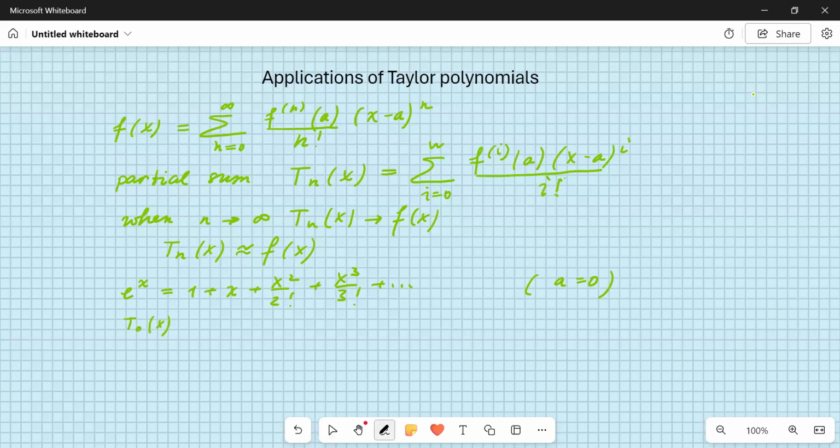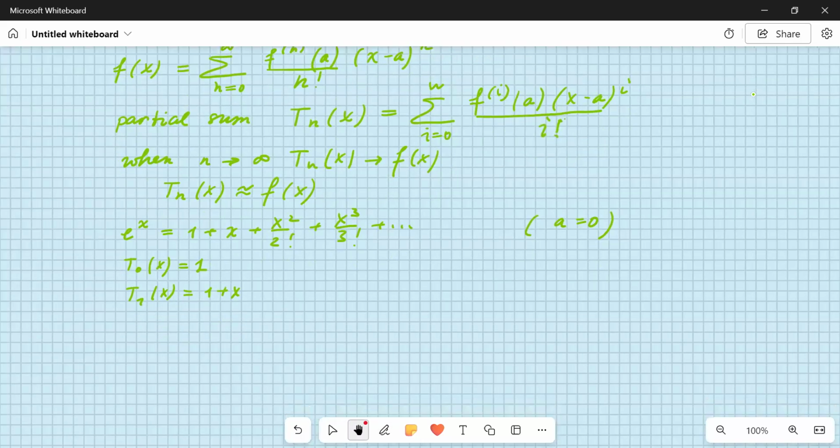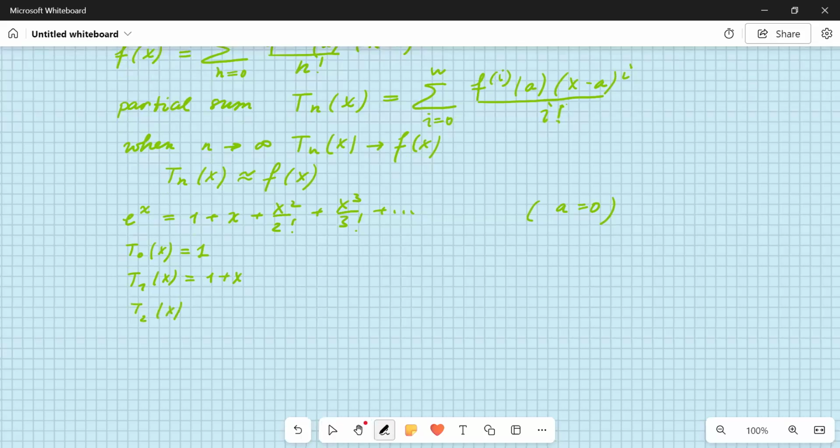T0 of x, a partial sum of only one term, is equal to 1. T1 of x is going to be 1 plus x. T2 of x is going to be 1 plus x plus x squared over 2 factorial. Again, we label it as T2 because the first polynomial starts with 0. I'm going to do one more, T3: 1 plus x plus x squared over 2 factorial and x cubed over 3 factorial.